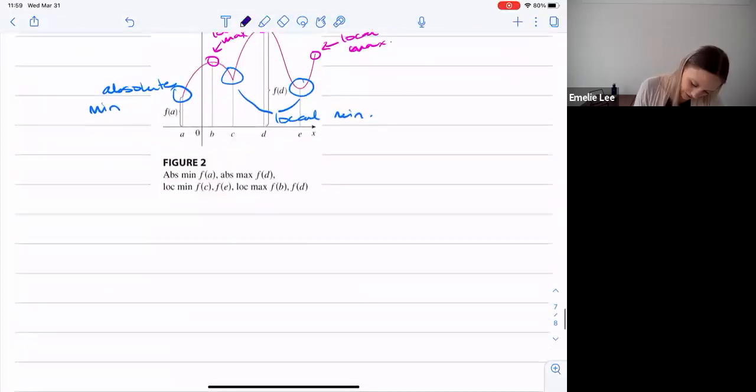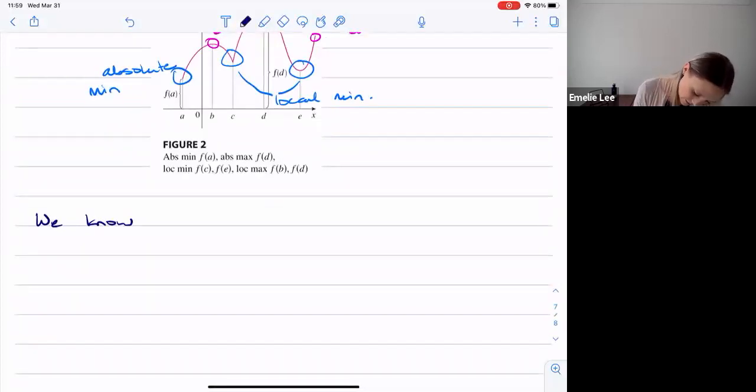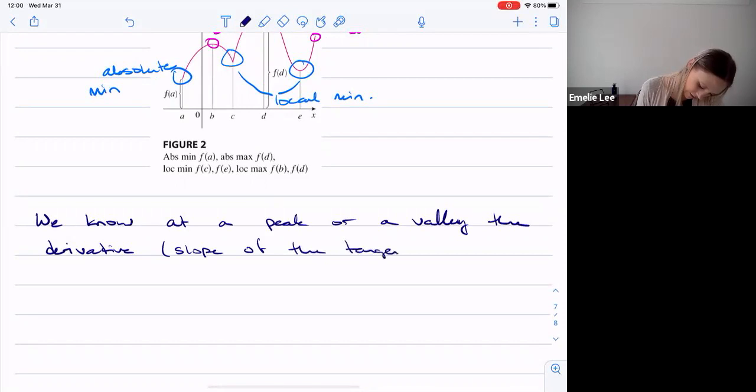So we know at a peak or a valley, the derivative, right, the slope of the tangent line, is 0, right?